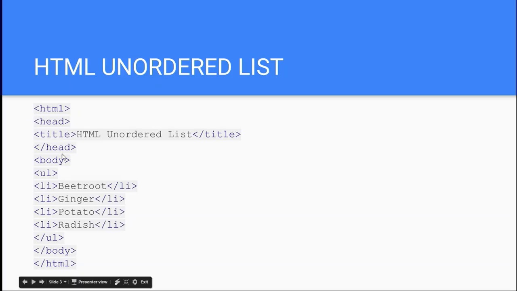Have a look at the code part here. In HTML, we have a title. There is HTML unordered list. We close the head here and we open the body and we open the UL tag here. UL tag represents unordered list. And we close the UL tag here. In between this UL tag, we are making a list: beetroot, ginger, potato, and radish. So let us execute this program.